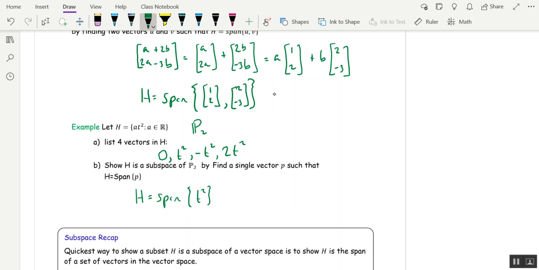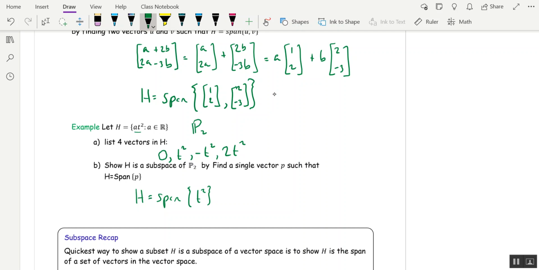In P2, vectors are polynomials. So I'm calling it a vector, but it's a polynomial. So vectors are polynomials. H is the span of that single polynomial. This is, by definition, the span of t squared is the set of all multiples of t squared. So H is a subspace.